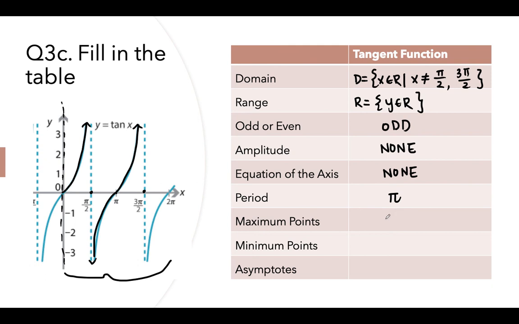Maximum points, there's none. Minimum points, there is none. And is there an asymptote? Yes, there is an asymptote. There is a vertical asymptote at x is equal to pi over 2 and x is equal to 3 pi over 2.